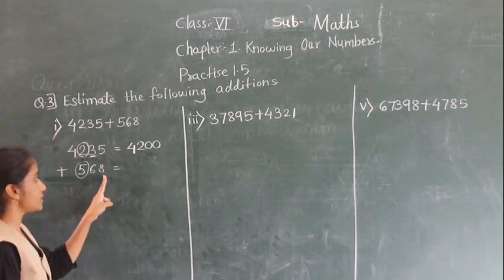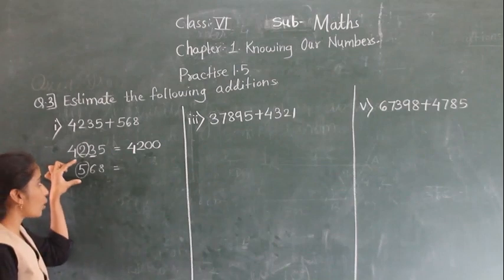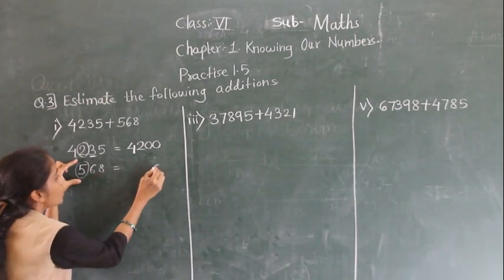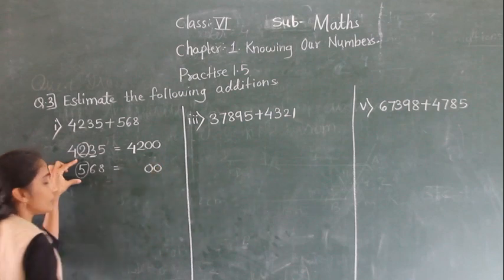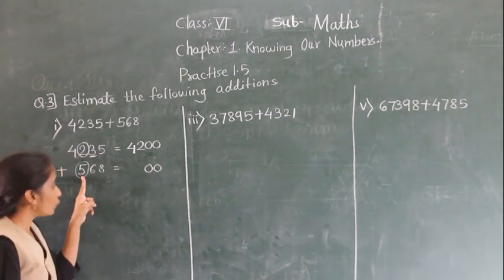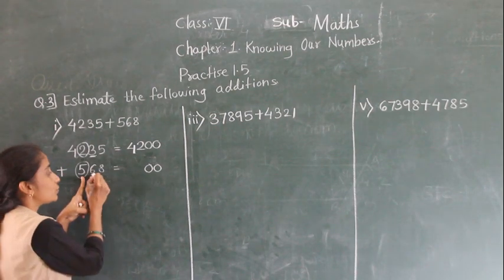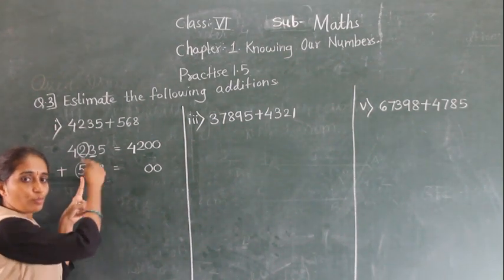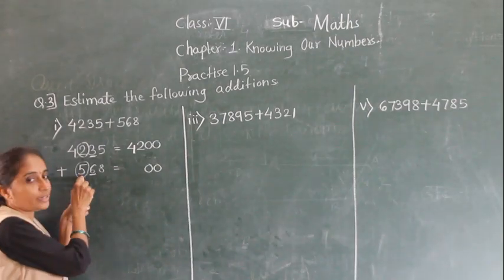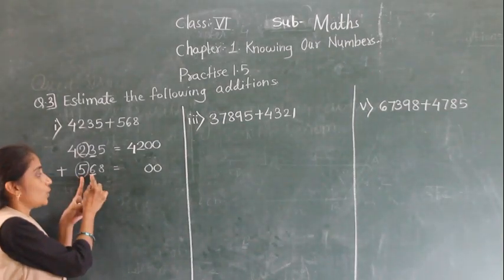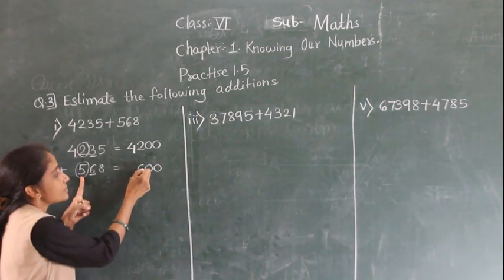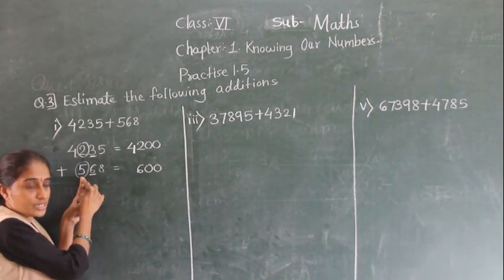568. We are going to round off these. 1, 2. So, first we give 2 zeros. Now we are going to round off this number. So check the digit from the tens place. If it is 5 or more than 5, then add 1 in this digit. So it is more than 5, so this digit will be 6. Yes, add 1 in this digit.